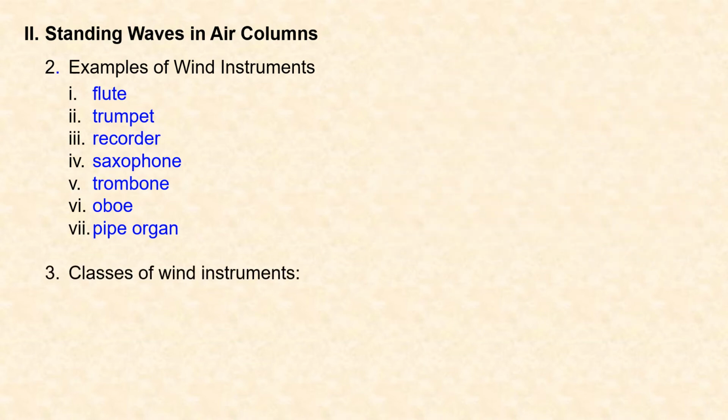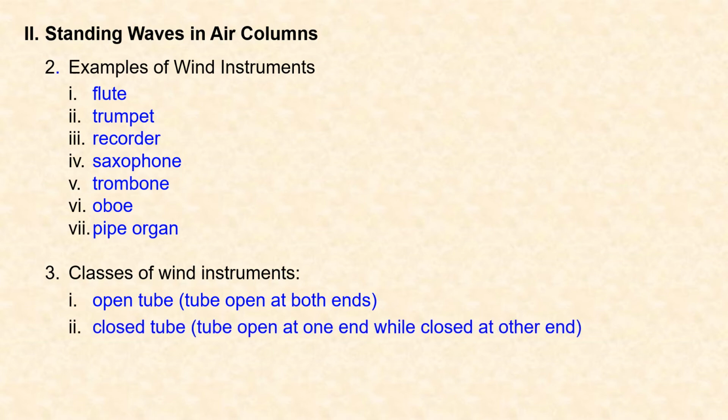Now, unlike in the case of stringed instruments, which all make use of the fact that you have a string that is fixed on both ends, forcing nodes at the ends of the string, when it comes to wind instruments, we really have two classes of instruments. We have what we call an open tube instrument, where the ends of the tube or the pipe are open at both ends. And then we have a class that we call a closed tube instrument, where not both ends are closed, but one of the ends of that tube is closed. The other end remains open.